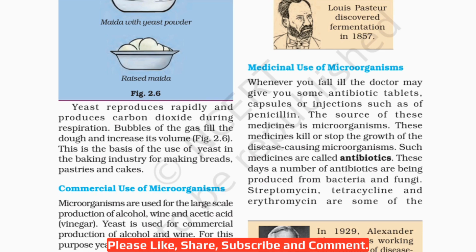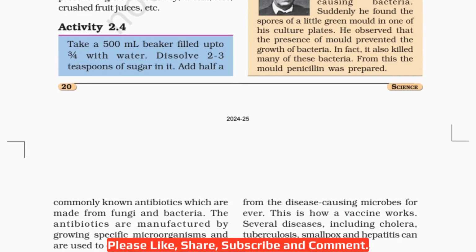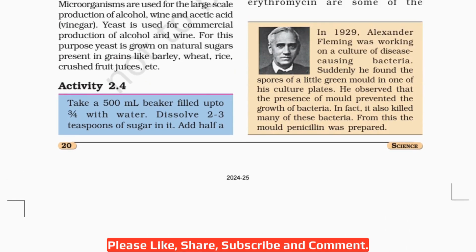These medicines kill or stop the growth of disease-causing microorganisms. So these medicines, which are produced with the help of microorganisms, will kill or stop the growth of disease-causing microorganisms inside your body. Such medicines are called antibiotics. These days, a number of antibiotics are being produced from bacteria and fungi. Examples: streptomycin, tetracycline, and erythromycin are some of the commonly known antibiotics which are made from fungi and bacteria.